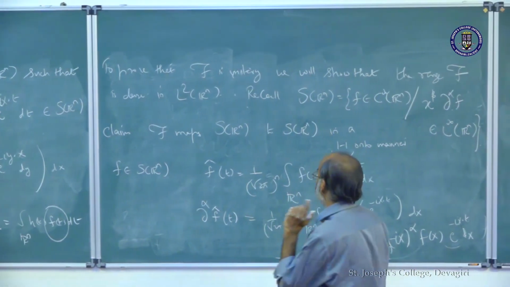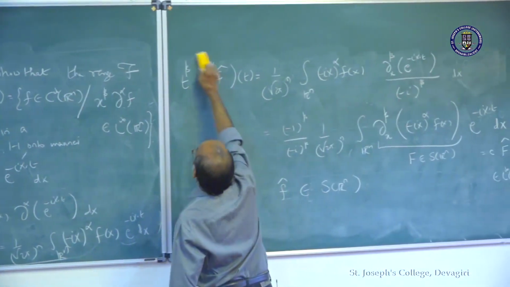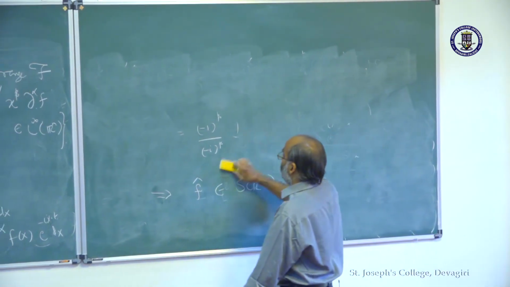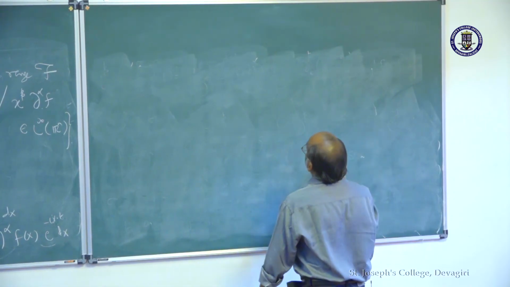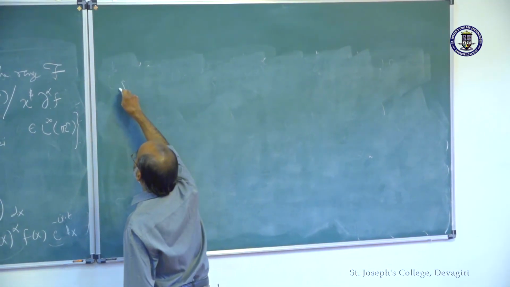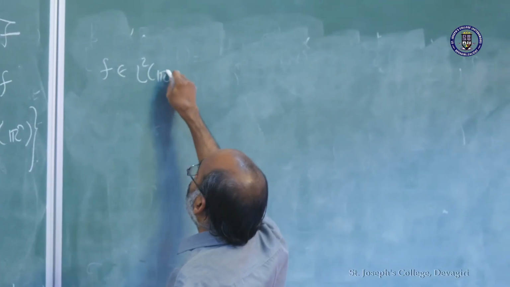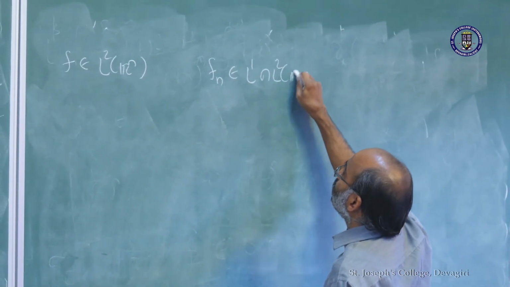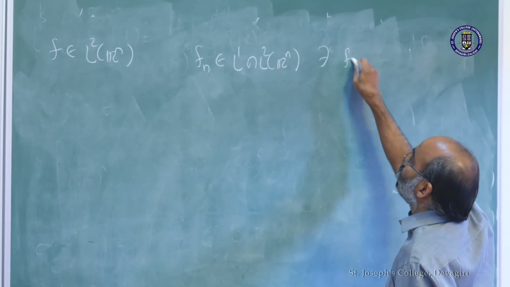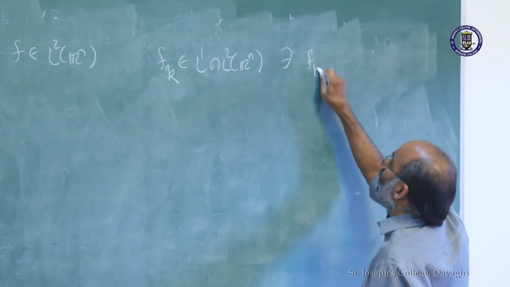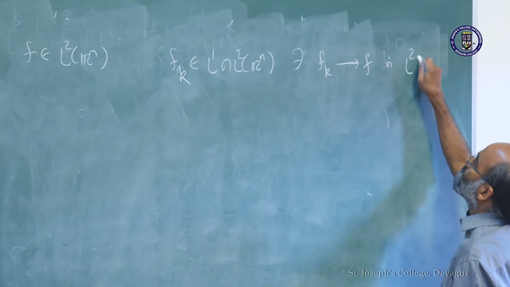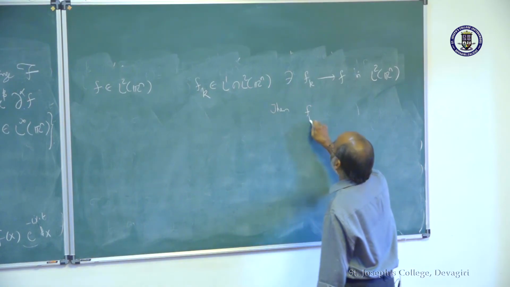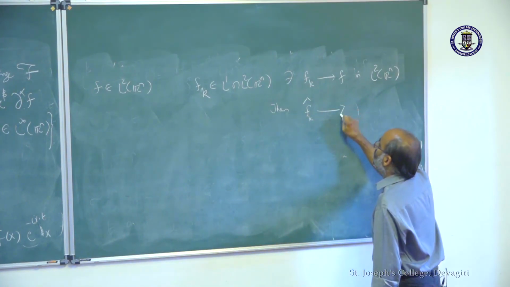Okay. So I'll stop with one or two remarks. This completes the proof of the Plancherel theorem. But let me emphasize the definition of the Fourier transform on L2. If I take F in L2, what are we doing? We take f_k in L1 intersection L2 of Rn such that f_k converges to F in L2. Then because it is an isometry and so on, f_k hat will converge to something.